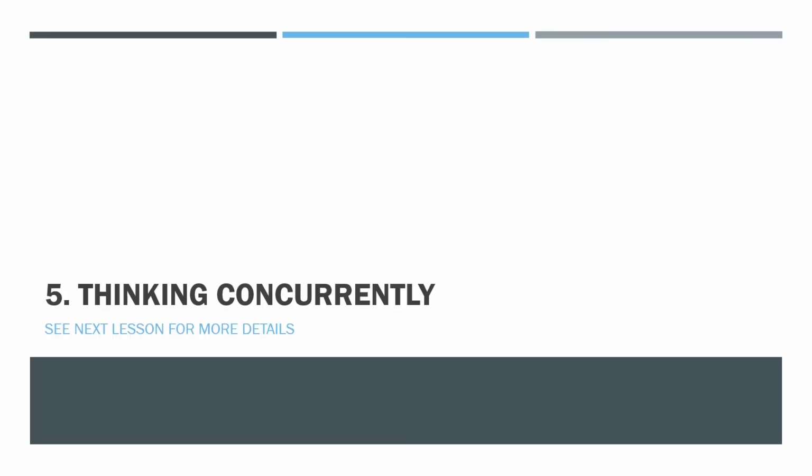And the final type of computational thinking, which you need to know about to be ready for the exam, is thinking concurrently. This is quite a big topic, so there's an entire lesson about this, and that's lesson 7.2, which follows this one.